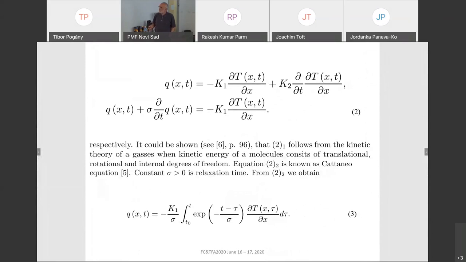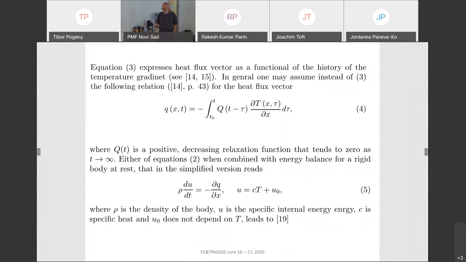And look, this Cattaneo equation could be written in this integral form. As you see, this equation is equivalent to equation 3, and we have the heat flux vector as a convolution of an exponential function with the gradient. And that led to many interesting proposals. One is that we can put any function here, q, with convolution, and say, well, that would represent a general heat conduction equation.